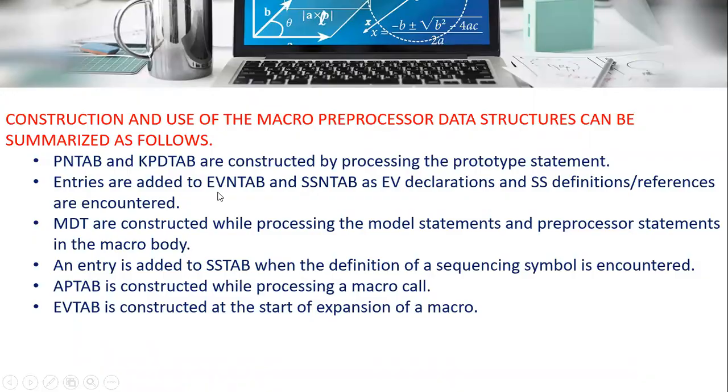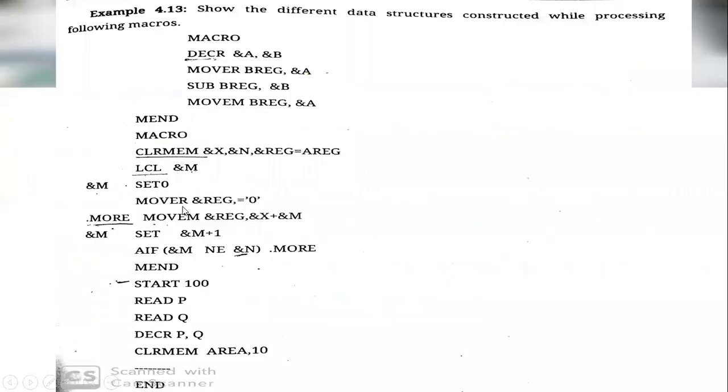Okay, next we need to consider an example corresponding to the macro preprocessor data structures, because we have a practical to design the macro preprocessor. The main aim of designing the macro preprocessor is to show all these data structures. In the practical, you need to generate the corresponding data structures with the help of this example. We are given one assembly program, and we need to generate all these data structures in that macro preprocessor.